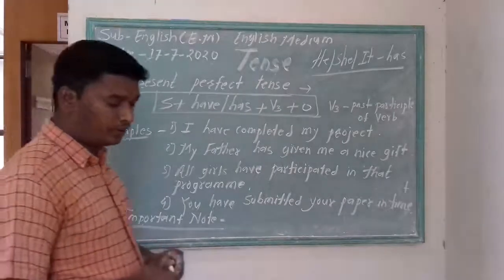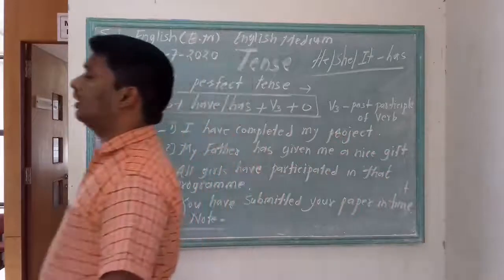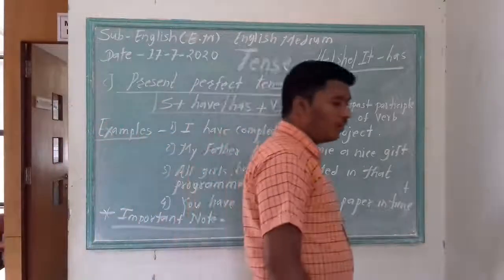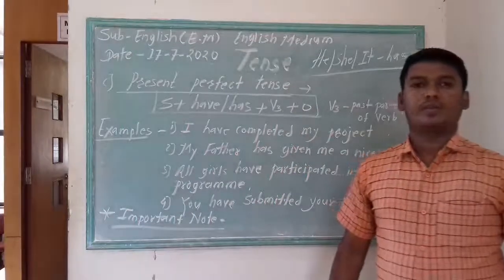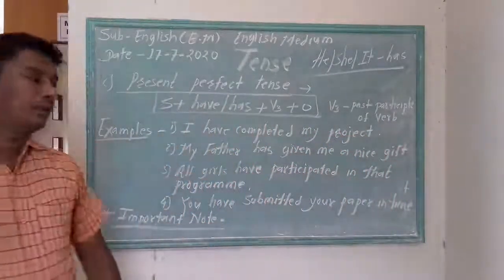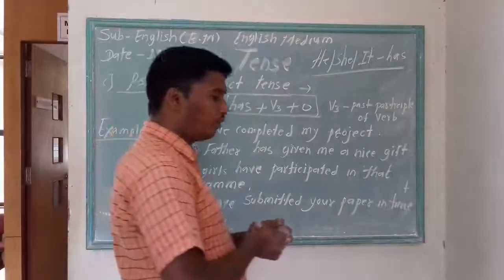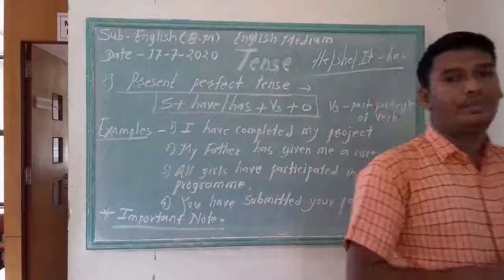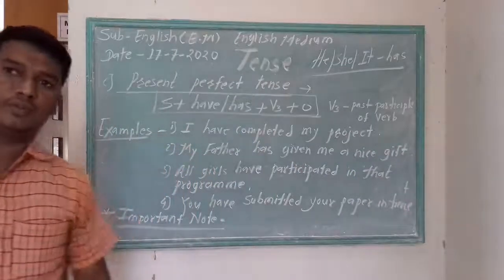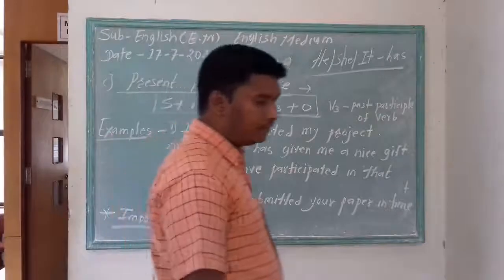Write that important note. If the subject is third person singular, in brackets he, comma, she, comma, it, then use 'has' as the auxiliary verb after such subjects.